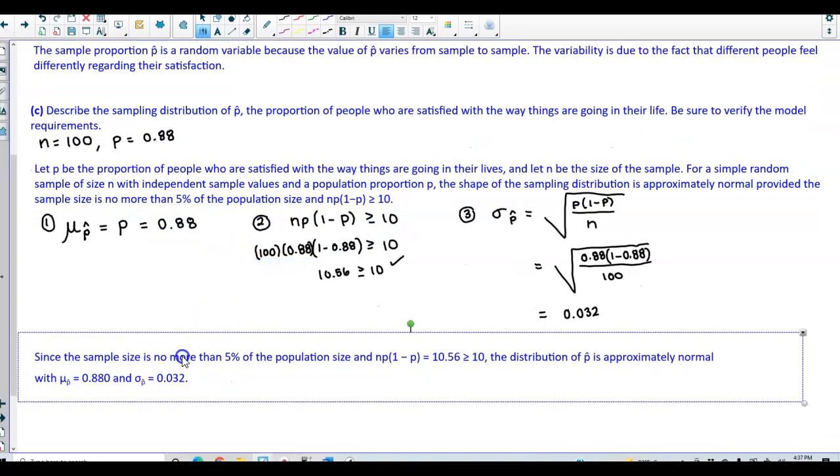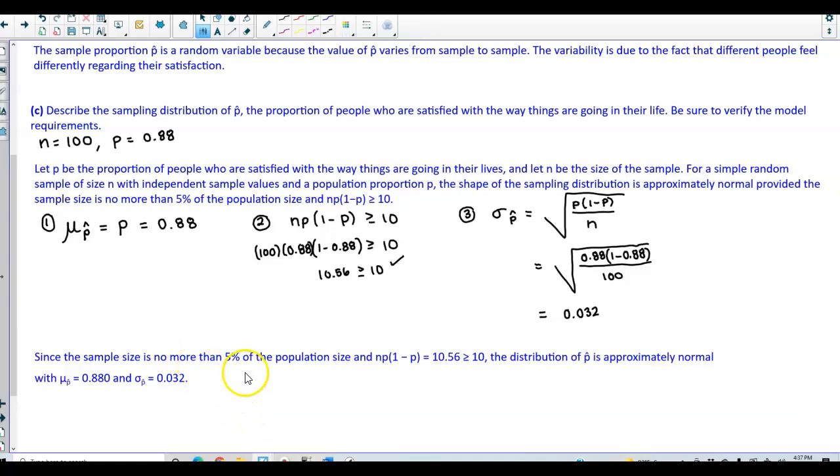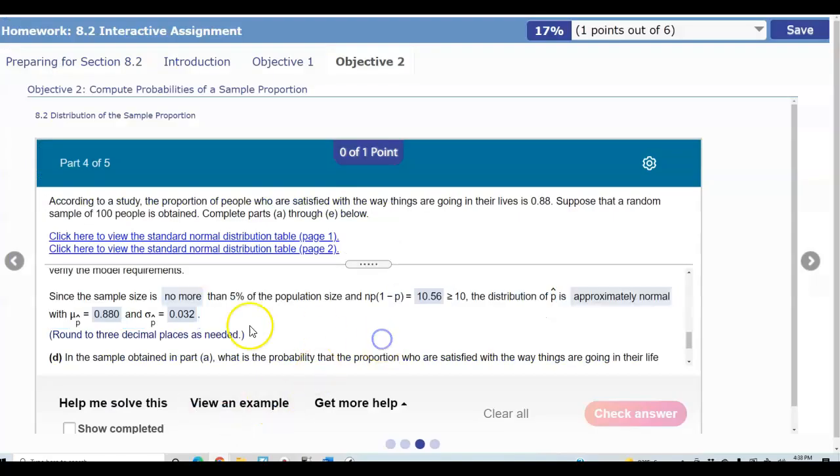We can say that since the sample size is no more than 5% of the population size, and that the following is greater than or equal to 10, the distribution of the sample proportion p hat is approximately normal, with the mean of the population proportion of 0.880 and the standard deviation of the population proportion to be 0.032. So let's go ahead and take a look here. There is our result. We have the following results.